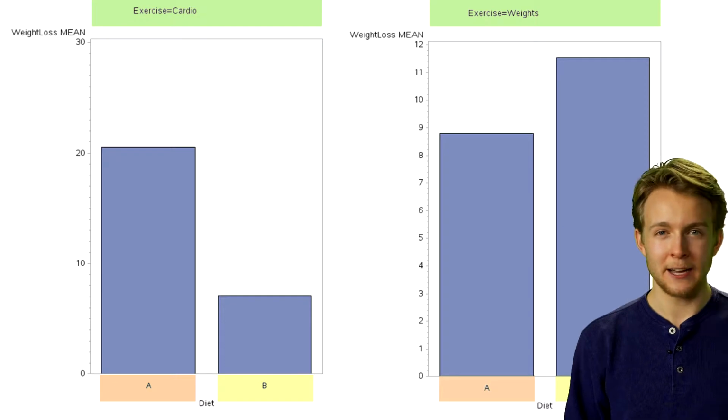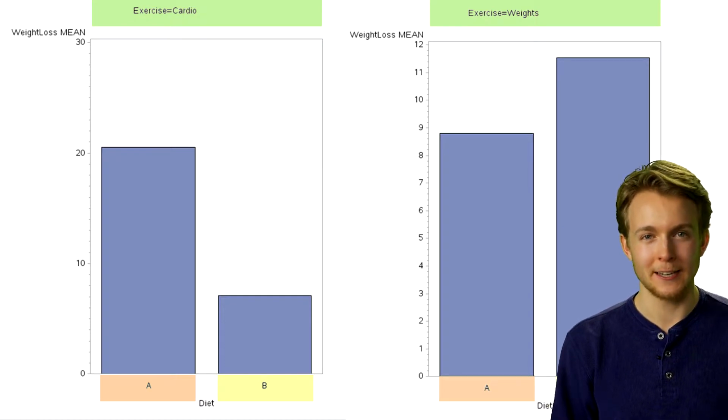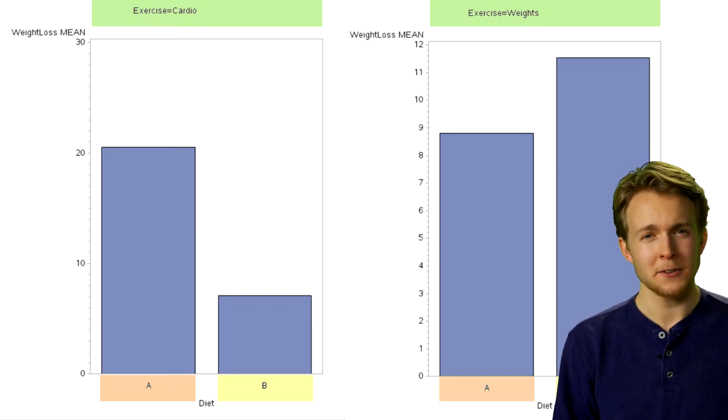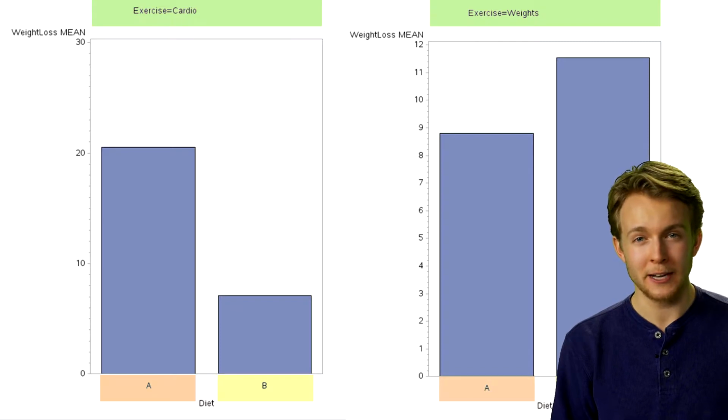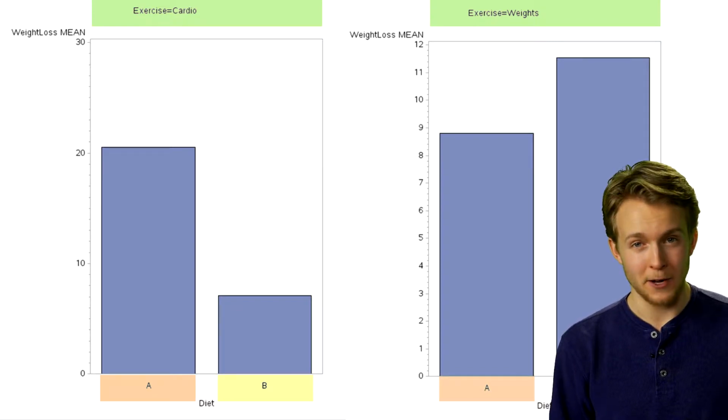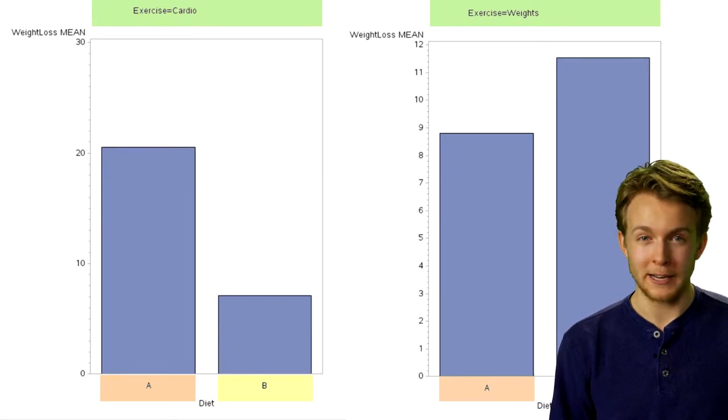Suppose that we did not evaluate exercise as a possible moderator and instead focused only on the association between diet and weight loss for the entire population. Based on this graph, obviously we would have incorrectly concluded that diet A is better than diet B. As we now know, that is only true if we're looking at the cardio group.